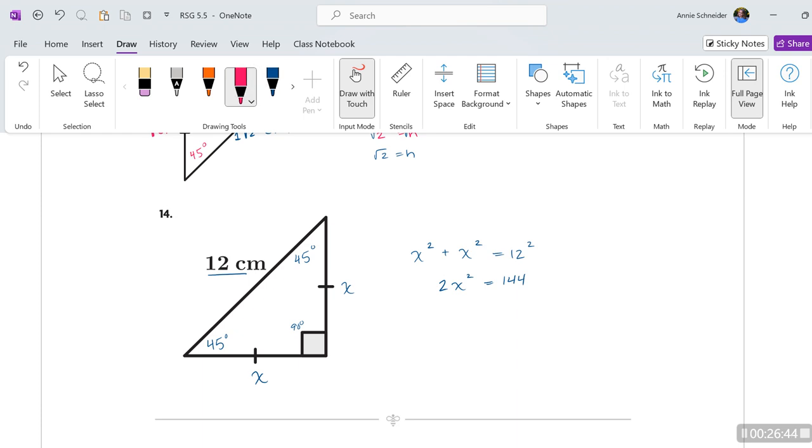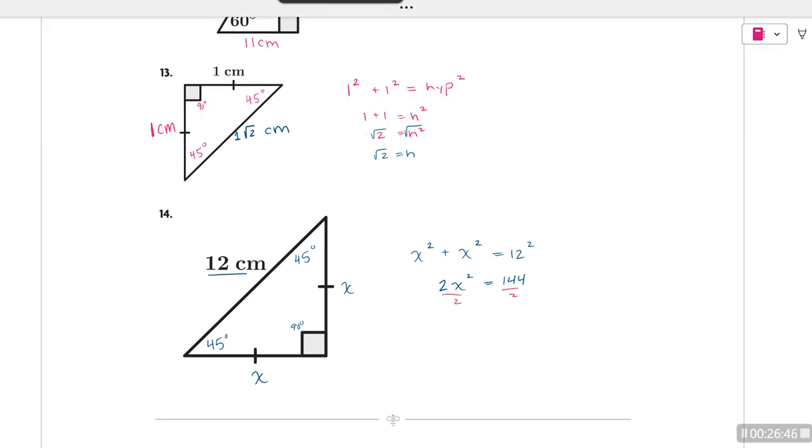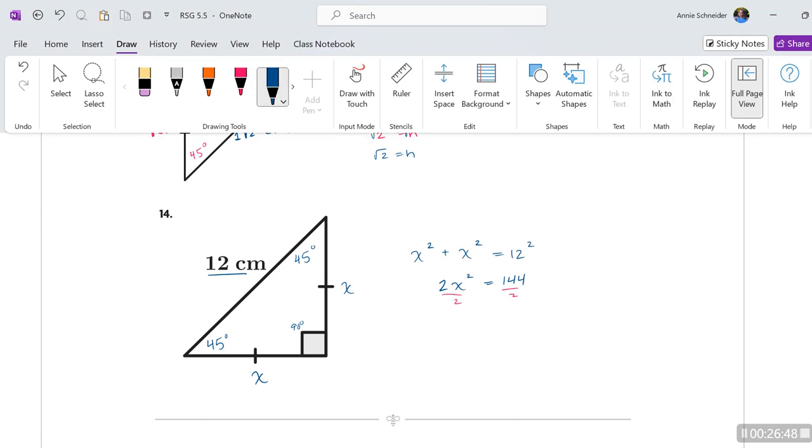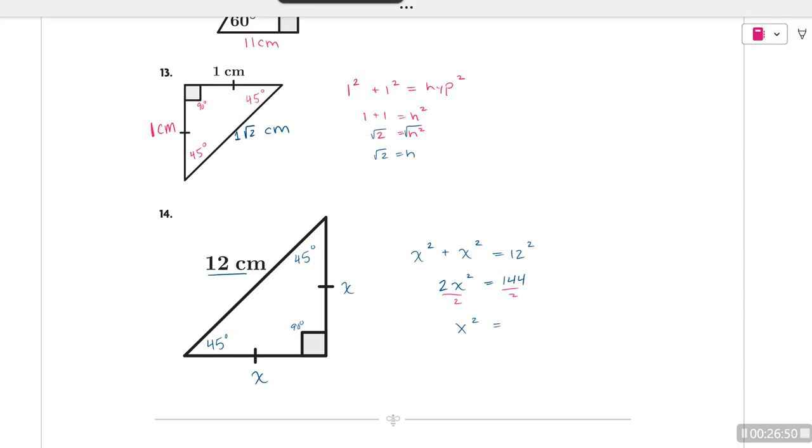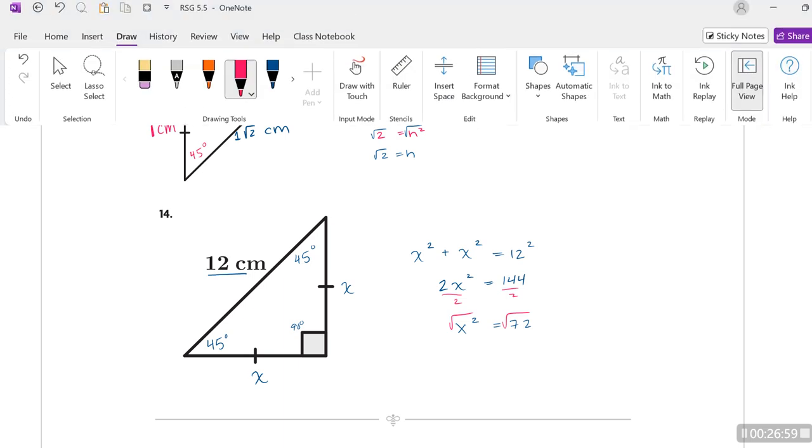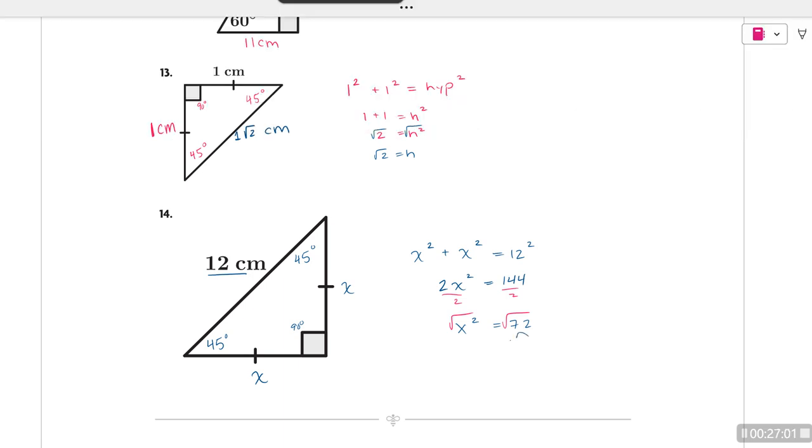Well, that gives me 2x squared equals 144. So let's divide by the 2 to get rid of it. That leaves me with x squared equals 72. So now I'm going to take the square root of both sides. And remember, 72 I can write as 36 times 2, and the square root of 36 is 6. So 6 root 2 is what I get for x. So 6 root 2 centimeters.